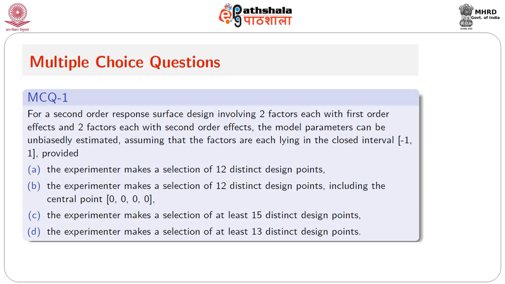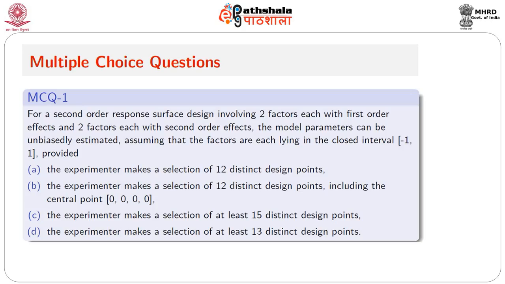So let's see how many parameters are involved in the model. You have a second order response surface design involving two factors, each with first order effects, alpha plus beta 1 x1 plus beta 2 x2, plus two factors each with second order effects, so beta 3 x3, beta 33 x3 square, beta 4 x4, beta 44 x4 square. That is the end of the model. So you know how many parameters are involved in the model. In order to estimate those parameters by applying the least cost principle, the options are: the experimenter makes a selection of 12 distinct design points.